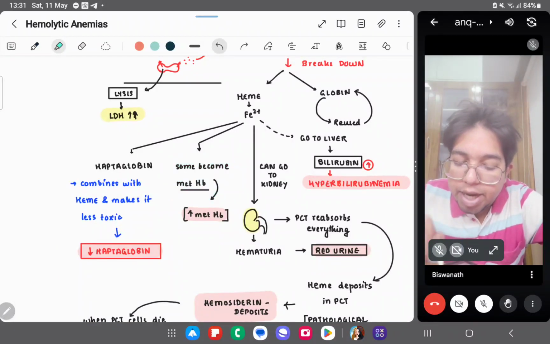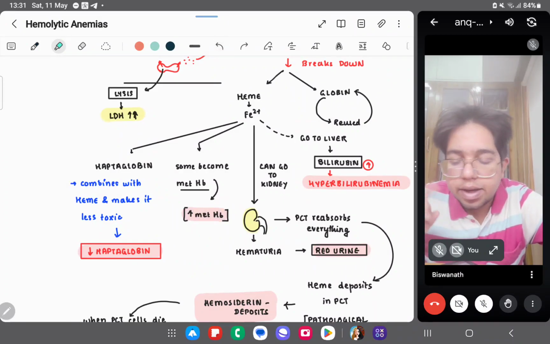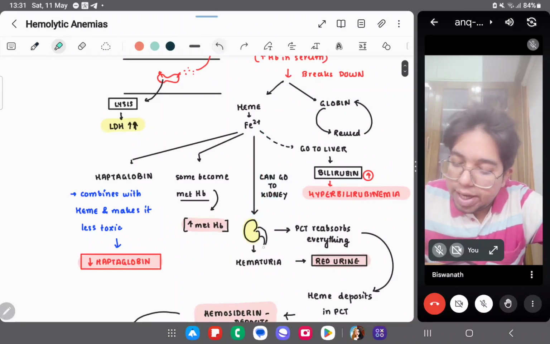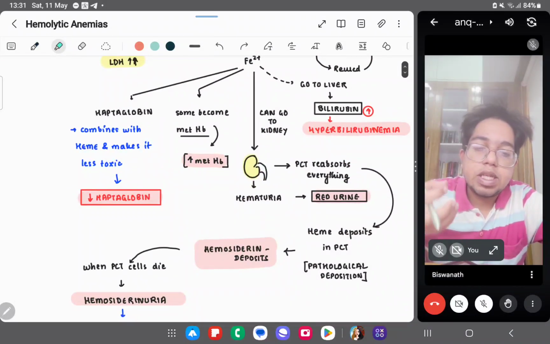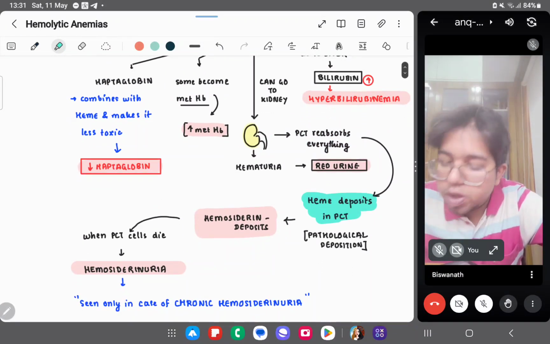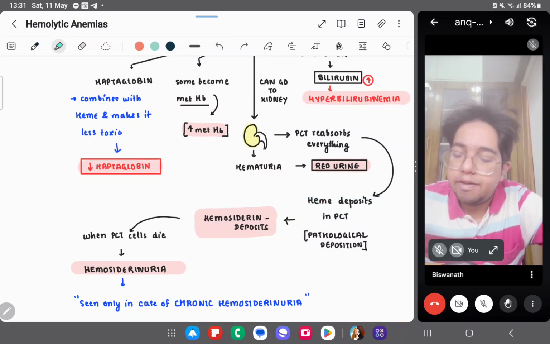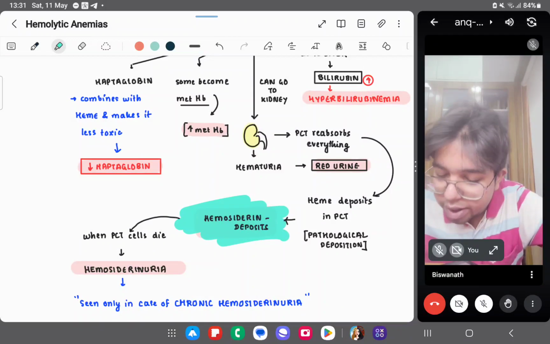Some will become methemoglobin, okay, methemoglobin. So methemoglobin levels will increase, right? It can go to the kidney and cause hematuria. Okay, this PCT has a capacity of absorbing 99% of materials. So PCT will absorb everything. Okay, and there will be heme deposits in the PCT. The PCT will have heme deposits, and this heme over a period of time will cause hemosiderin deposits.